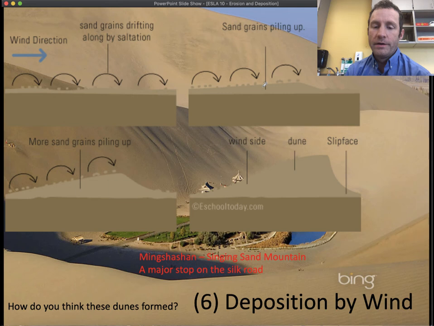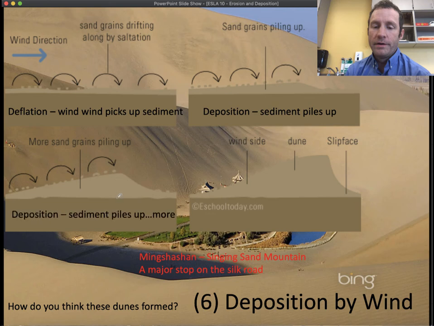So it starts with deflation. That's what we call it when wind picks up sediment. Sorry, just wind. And then deposition, as that sediment piles up in a particular area. And it's deposited further as that dune begins to grow. So that is how sediments are deposited and sand dunes are created.